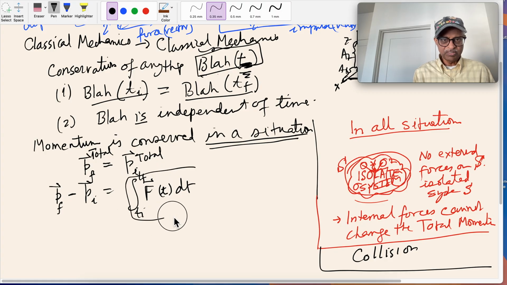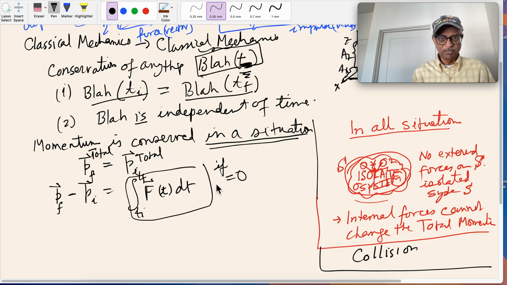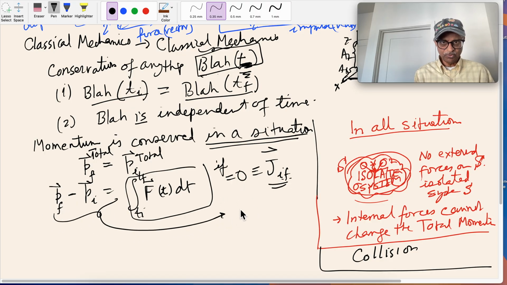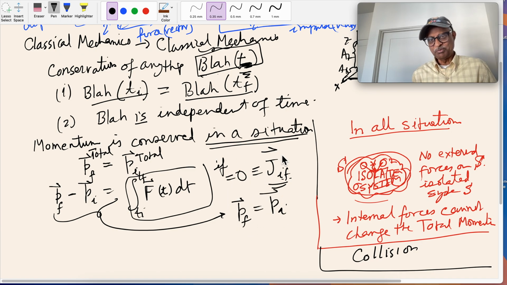Now, in this situation, this gives you 0 if the impulse is 0 between initial and final. If this is 0, then of course in this situation momentum did not change. But this is not what we mean by momentum conservation. It just happens that momentum final is the same as initial because the impulse was 0.